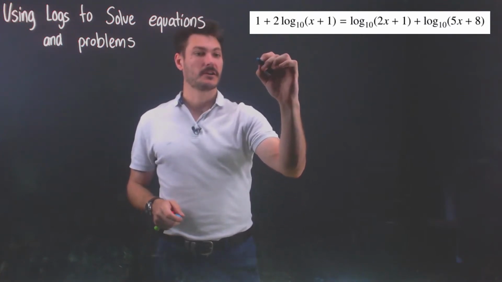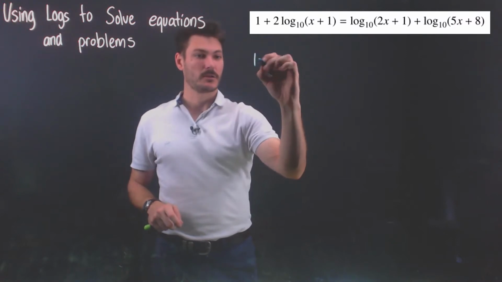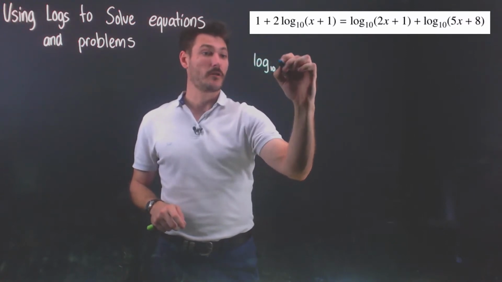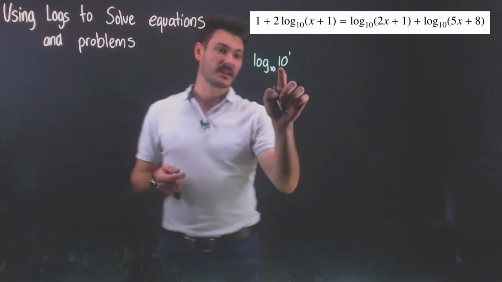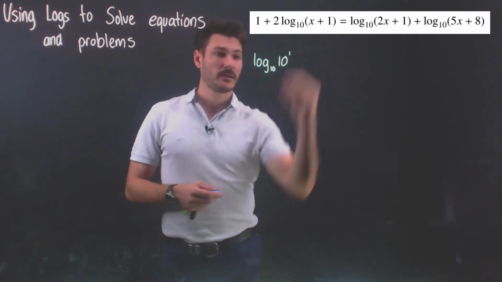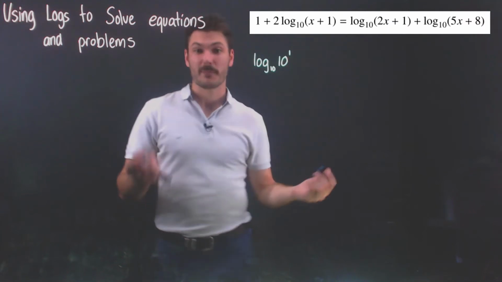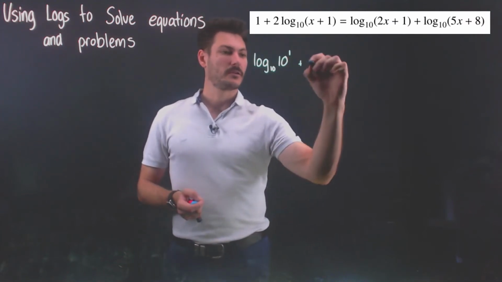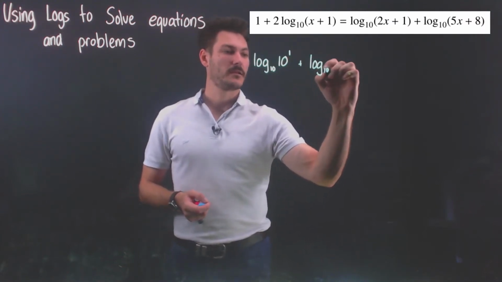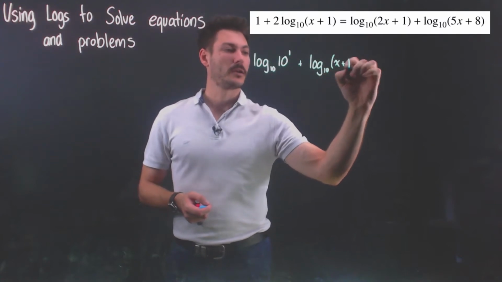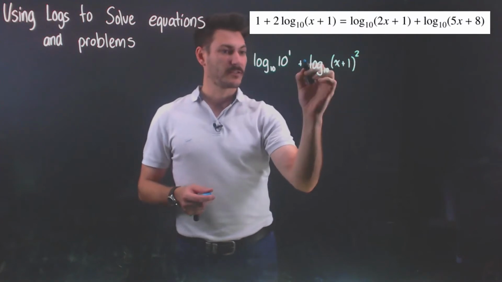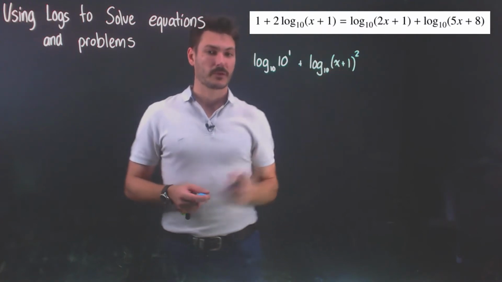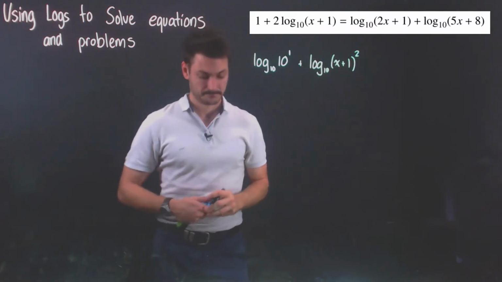Okay, here we go. So 1 I'm going to represent as log base 10 of 10 to the power of 1. That's what 1 is, because log base 10 of 10 just cancels out and I'm left with this 1. So this is an appropriate representation for the number 1. I'm going to add to it log base 10 of x plus 1 all squared. That squared term comes from the fact that the 2 used to be out the front and I've brought it up into the power using one of my log laws.